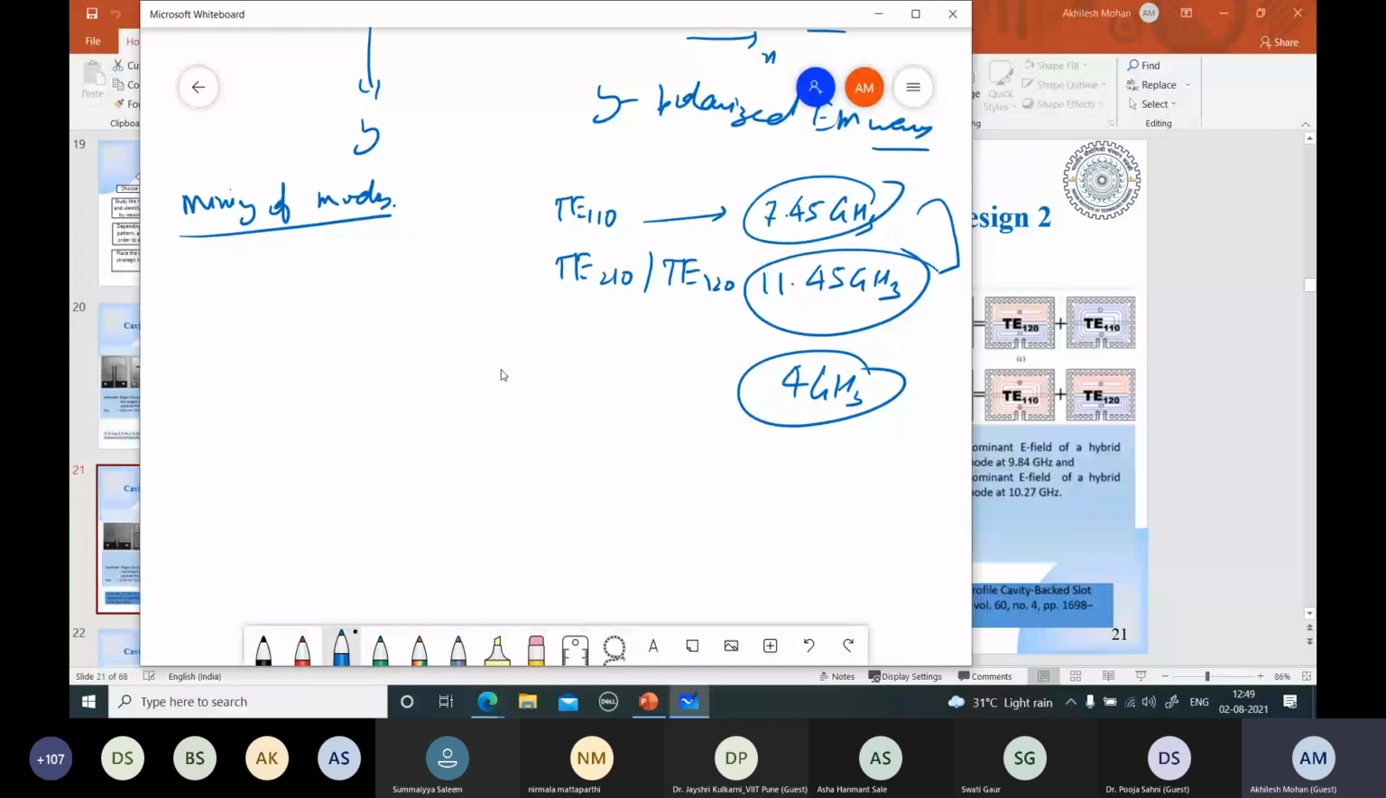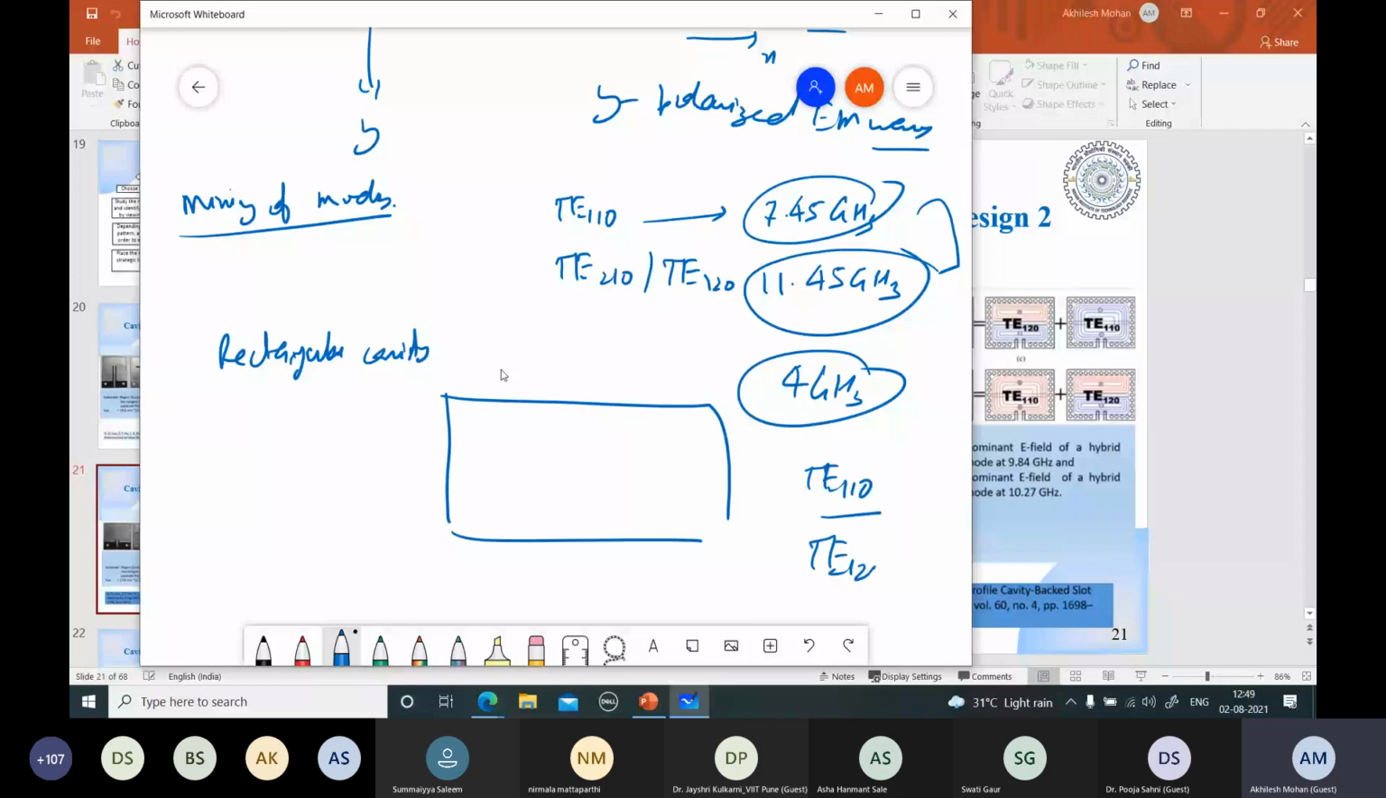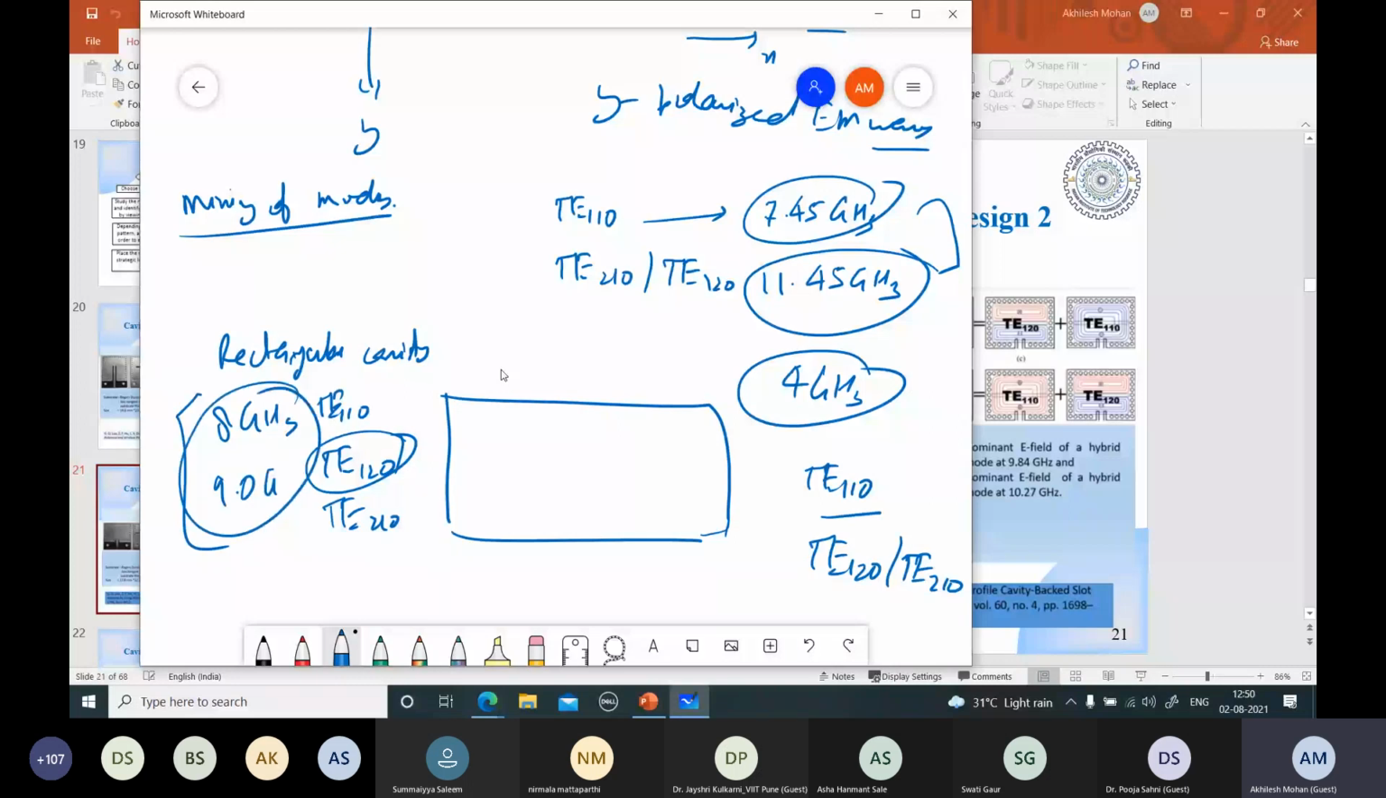But if I choose the rectangular cavity, then my dominant mode will be the TE110 mode, and another mode will be either the TE120 mode or the TE210 mode, which you can calculate from the formula. Let's say TE110 is at 8 gigahertz, and you can bring TE120 or TE210 near about 9 gigahertz. So if I choose a rectangular cavity instead of a square cavity, I can bring these two modes closer to each other, and then I can have the mixing of modes to achieve wideband operation.